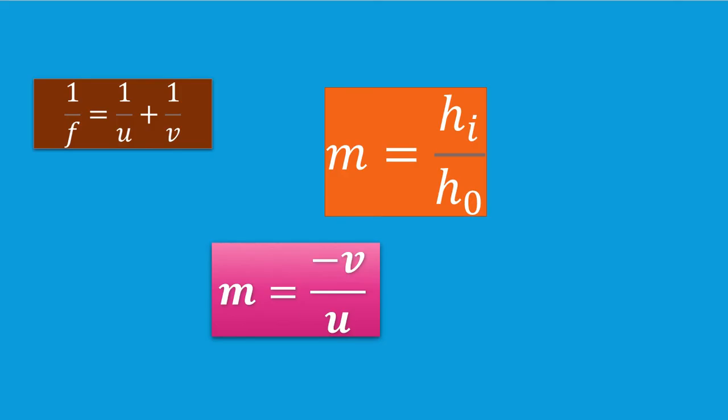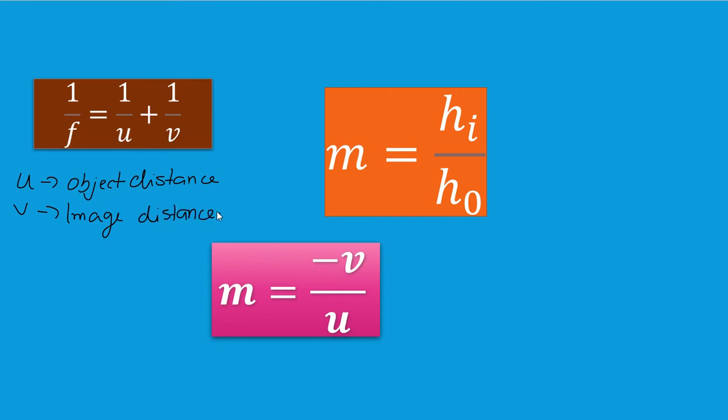So the mirror formula is very simple. Mirror formula is 1 by f is equal to 1 by u plus 1 by v. So you know focal length, right? f is the focal length. u is the object distance. Very important: u is the object distance and v is the image distance. Don't interchange it.